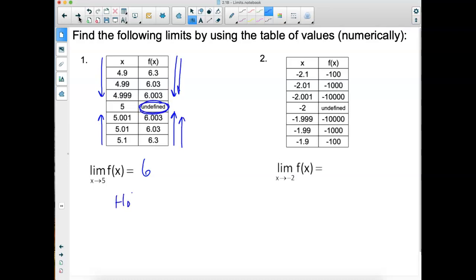That's a hole in the graph, guys. That's the hole in the graph. That's what's happening there. There's a hole in the function. Okay, well, what's my limit as I approach -2?